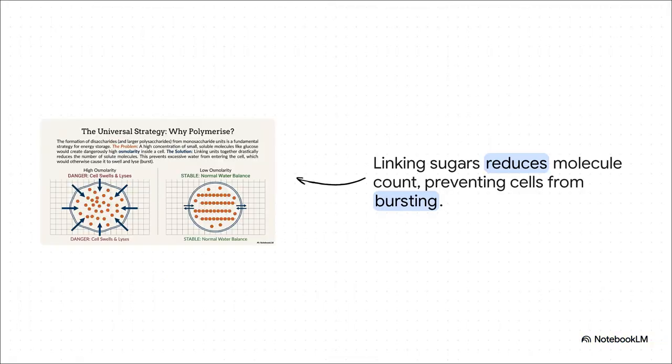So here it is. If a cell tried to store all of its energy as individual glucose molecules, the sheer number of those little molecules would create a massive water pressure problem. It's called osmolarity. Basically, water would just flood into the cell, and boom, it would literally swell up and explode. By linking sugars together into disaccharides or even bigger chains, the cell dramatically cuts down on the number of individual molecules, keeping that water balance perfectly stable. It's just a totally elegant solution.